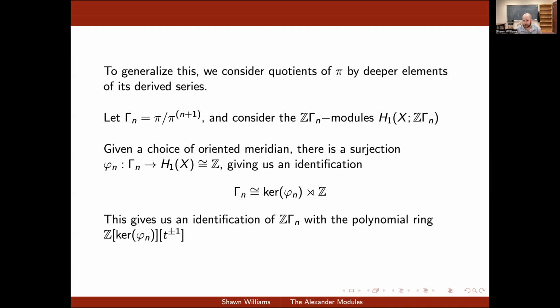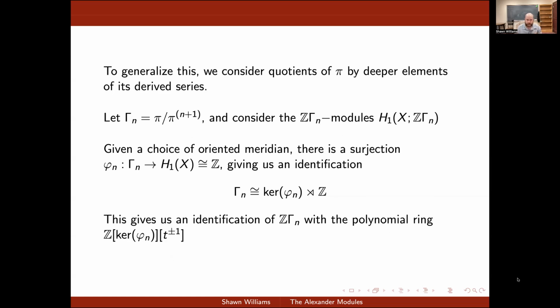This identification of gamma_n as a semi-direct product will extend to an identification of Z[gamma_n] with this skew polynomial ring. Skew in this case just means that the variable and the coefficients are not going to commute. In fact, in order to rearrange the coefficients and the variables, you have to act by the same automorphism as you would in the semi-direct product, just extended linearly over the group ring.